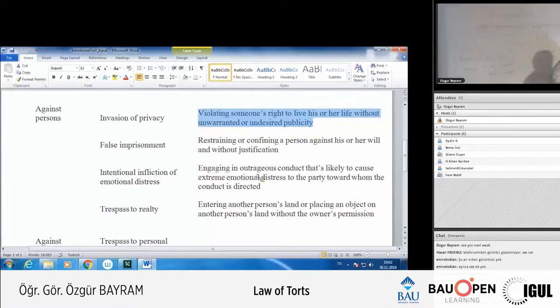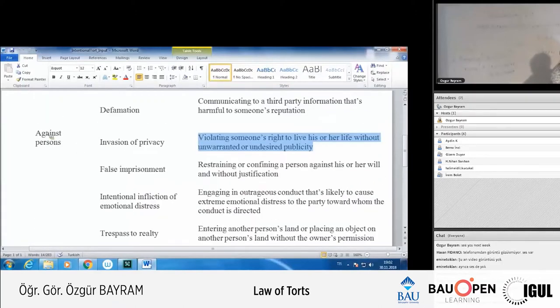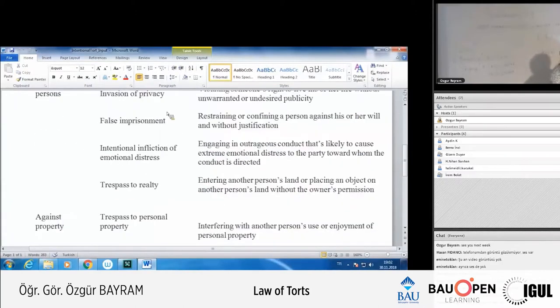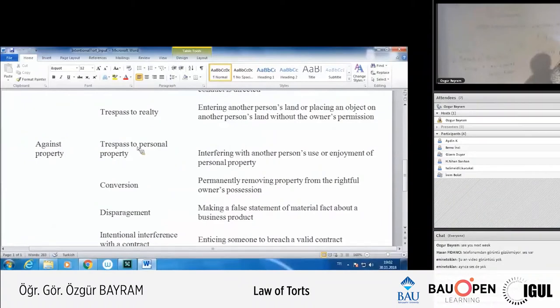False imprisonment, we talked about. Intentional infliction of, we talked about. Trespass to reality. These are against a person. This will be in the Google Drive, but make sure you understand them.